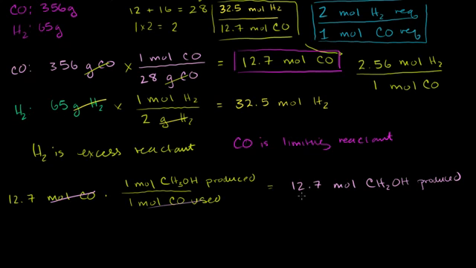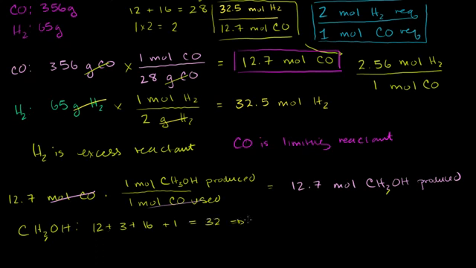And now we just have to figure out the mass of 12.7 moles of methanol. We just think about the atomic weight. If you look at methanol, CH3OH, its atomic weight is 12 plus 3 times 1 plus 16 plus 1. So this is 20 plus 2, which is equal to 32.